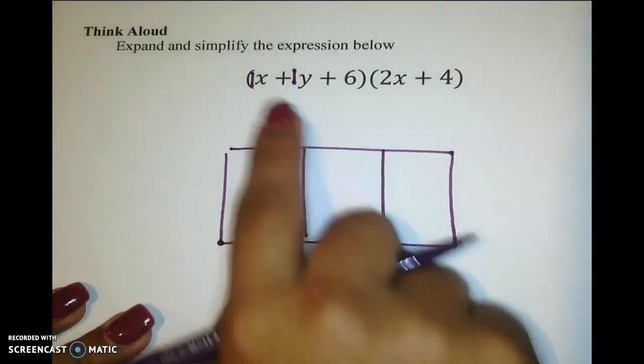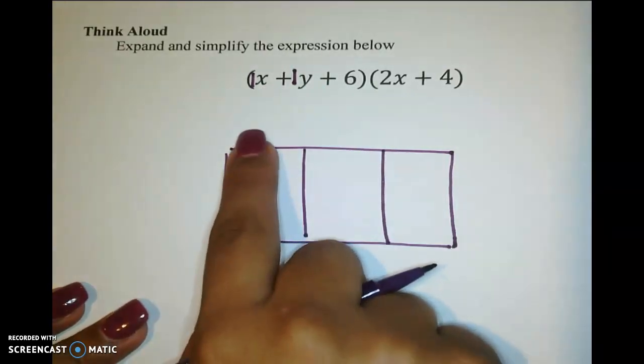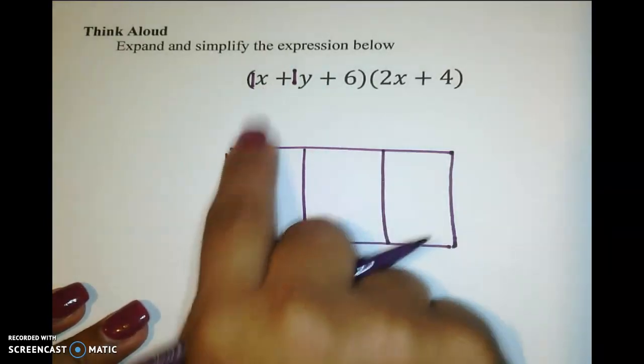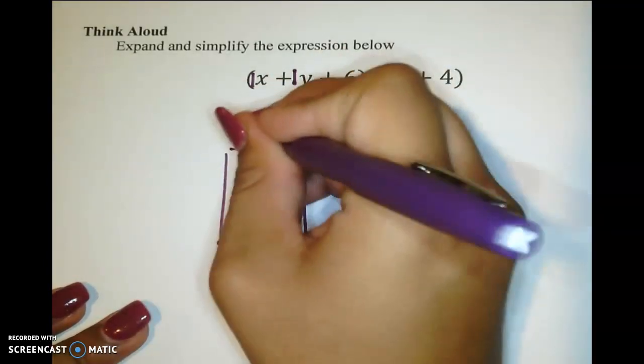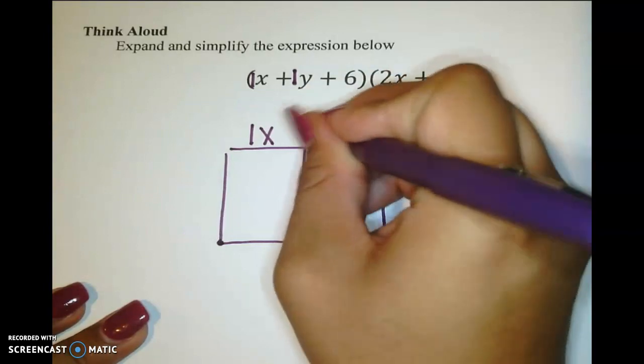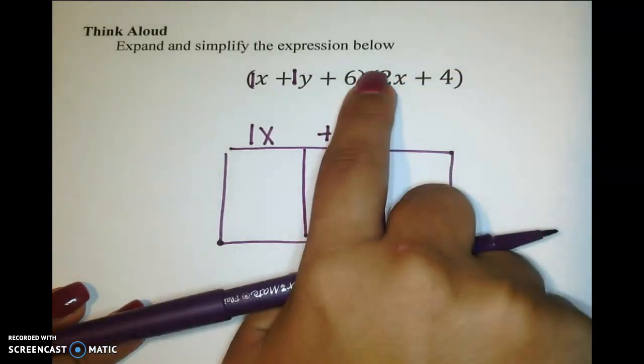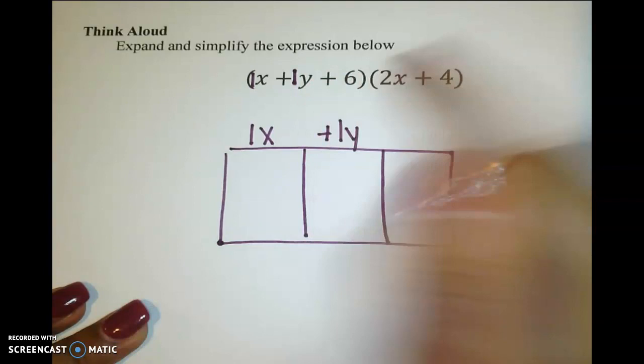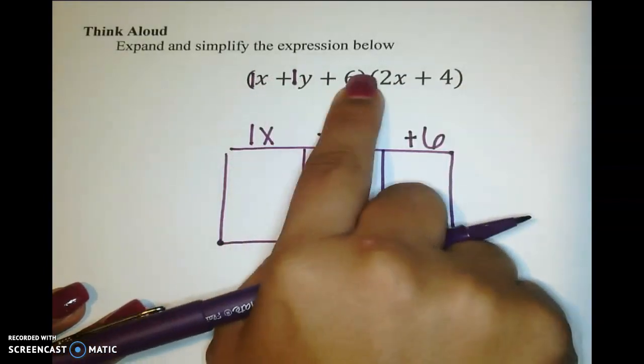After that, I want to grab each of those terms and place them on the top. So my very first term is 1x. My second term is a positive 1y. Make sure you are taking that operator in front. Then I have a positive 6. So I just did my first parentheses.